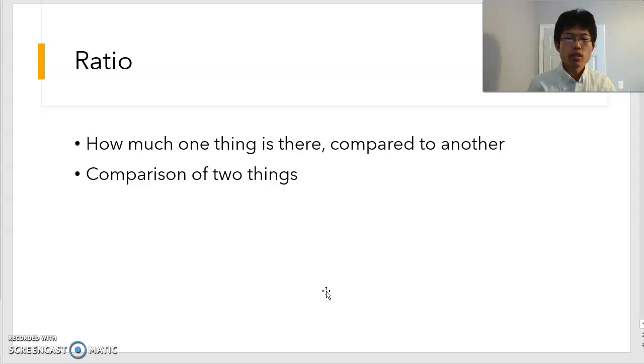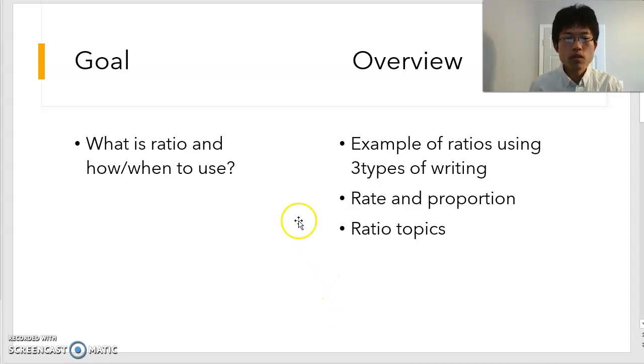Ratio is a comparison of two things. It's like how much one thing is there compared to another thing. Quantity, value, whatever. Alright, so here is the goal and the overview of today's video. The goal is to know what a ratio is and how or when to use it. And the overview of this video is here.